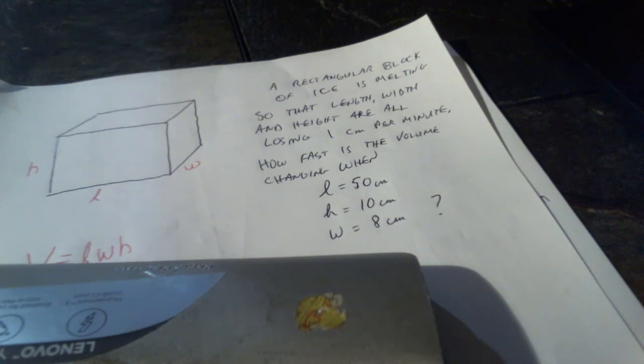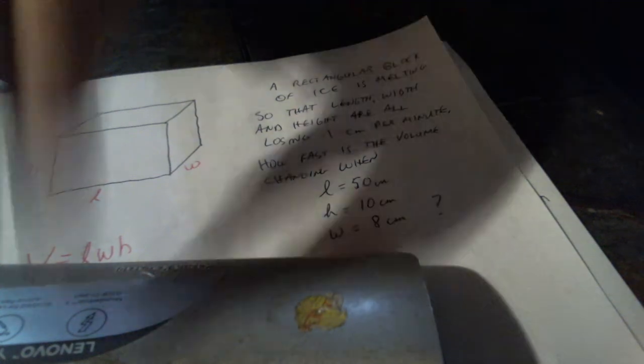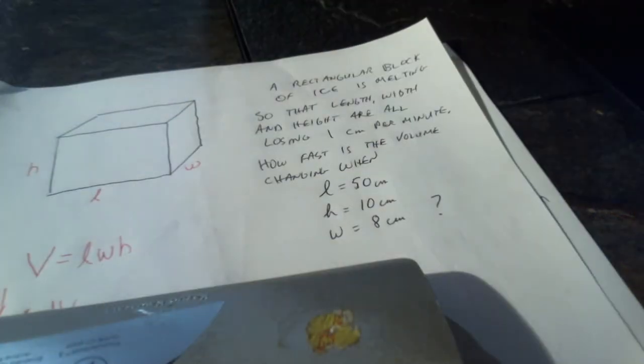I went all the way to Canada and I got a Canadian block of ice, and it's melting in metric. It's losing 1 centimeter per minute in each direction. The length, width, and height are all melting by the same amount, which kind of makes sense. If your ice block is going to melt, maybe everything melts by the same amount all the way around. So I'm asking how fast is the volume changing when the length is 50 centimeters, the height is 10, and the width is 8. So obviously we're going to use length times width times height.